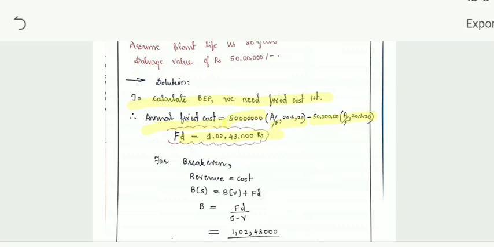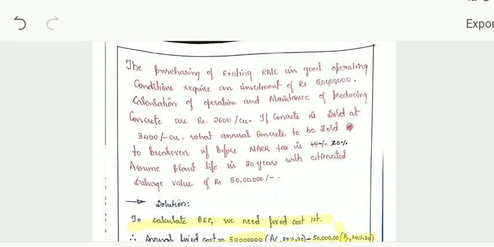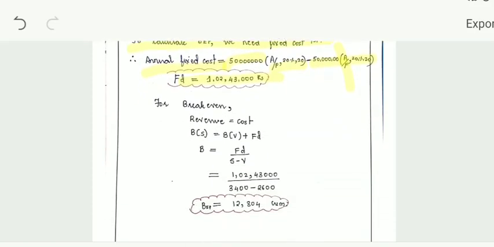Now what is the question that is asked to you? If concrete is sold at this much, what annual concrete should be sold to break even before tax, whatever amount is mentioned. Thus for break even, revenue will be equal to the cost. Again the same, we found out the fixed cost by the indirect method, and just solving we are getting the break even point, that is 12,804 rupees per cubic meter. This much should be the selling value. So this is how we have solved the numericals regarding this.